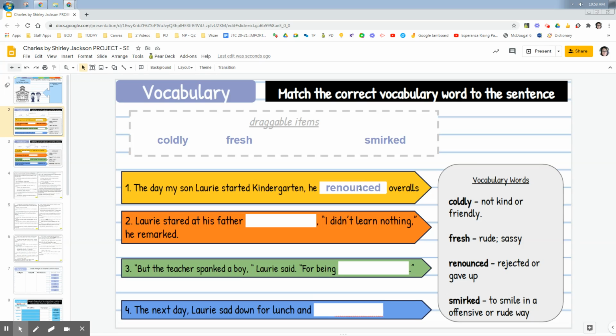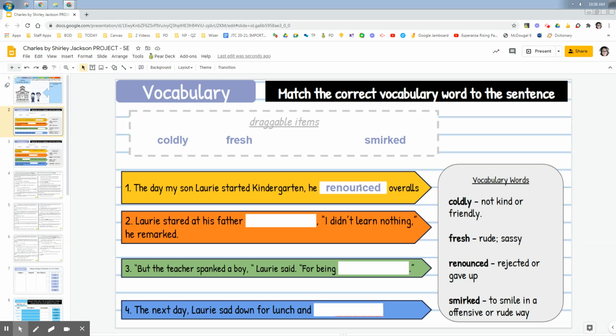Now what I'm going to do is read out loud all of slide 2. Then you'll pause the video, do it on your slide, and then you go to slide 3, and then select play again. So number 2 says, Lori stared at his father blank. I didn't learn nothing, he remarked. Number 3 says, but the teacher spanked a boy, Lori said, for being blank. And number 4 says, the next day, Lori sat down for lunch and blank.